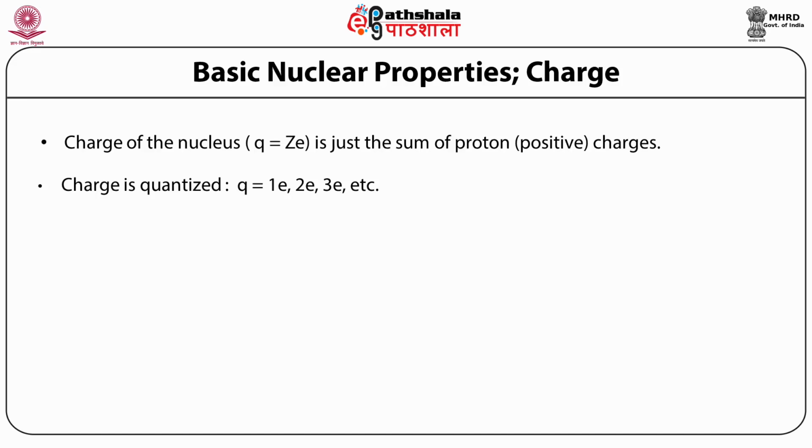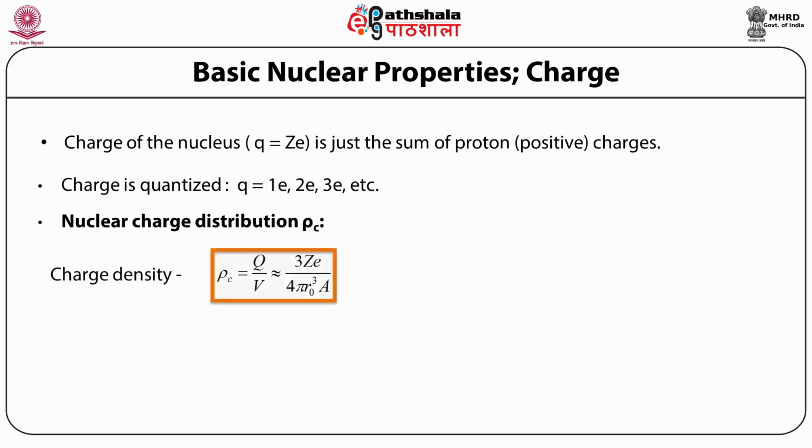The next important property of nuclear charge is the nuclear charge density. That is, rho_c is equal to Q by V, that is equal to 3Ze over 4 pi R0 cube upon A, which is constant in nature. What does that mean? rho_c is equal to Q by V, where Q is equal to Z times e, where Z is the atomic number, and V is equal to 4 by 3 pi R cube. Here R, capital R, is equal to R0 into A to the power 1 by 3. So R cube is equal to R0 cube into A.